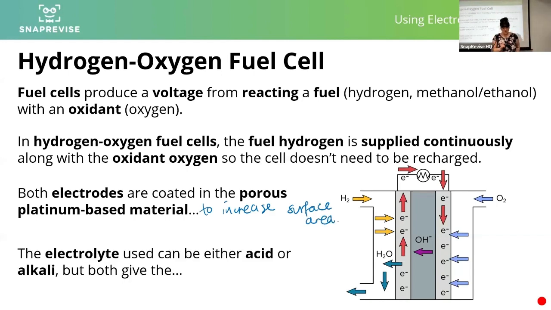The electrolyte that we use can either be an acid or it can be an alkali. So you can either have an alkaline hydrogen oxygen fuel cell or acidic hydrogen oxygen fuel cell. But in both cases, the overall equation is the same. They both give the same overall cell reaction. So once we have taken into account both half cells, we've added them together and deleted anything that appears on both sides, we get the same equation, which we're going to look at in a second.